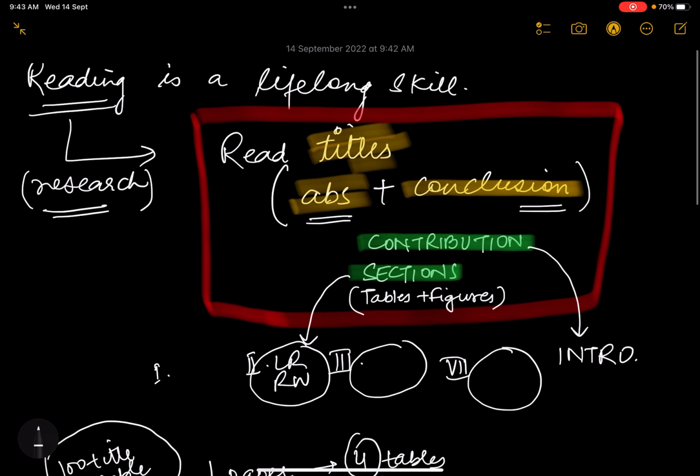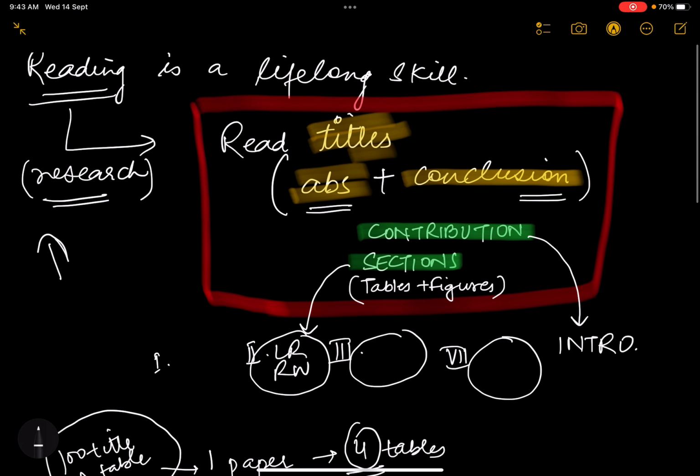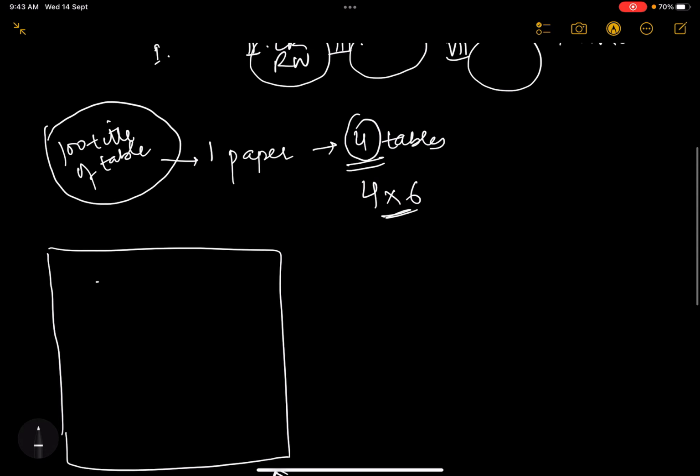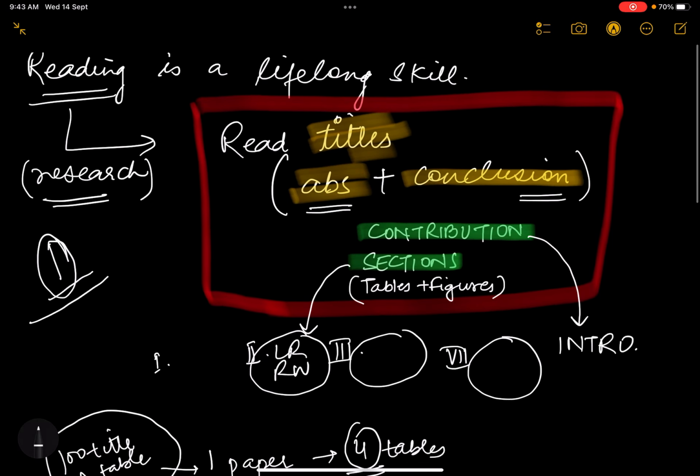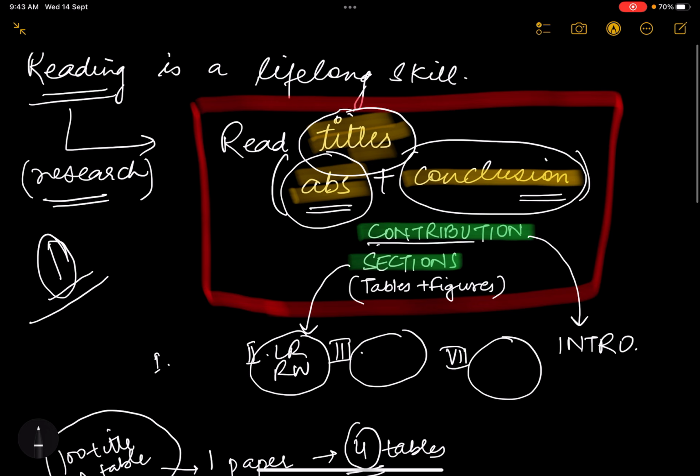So right now we're talking about iteration number 1. This is our iteration number 1, where I'm simply asking you to go through the titles, read the titles, read their abstract, read their conclusion, look at the contribution very sincerely.